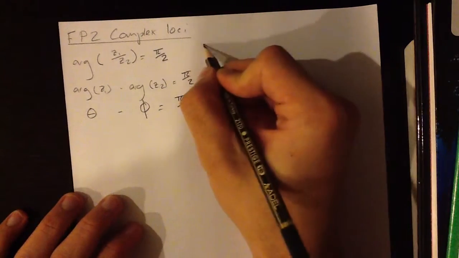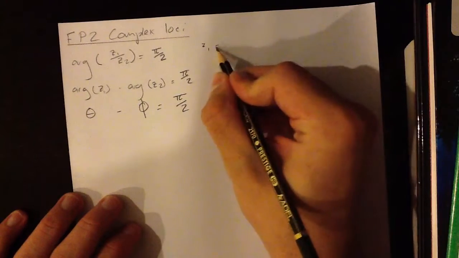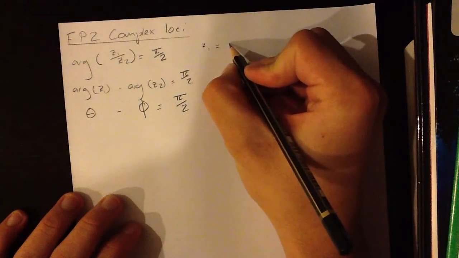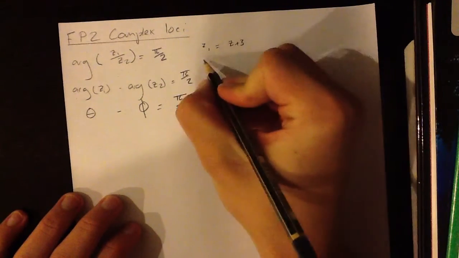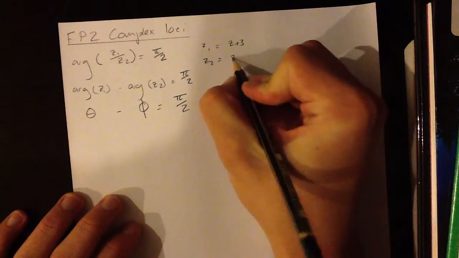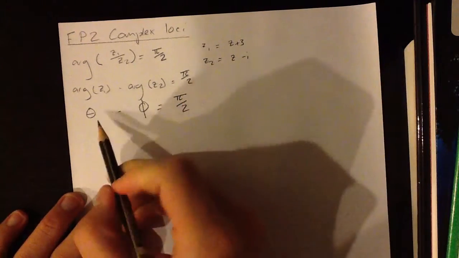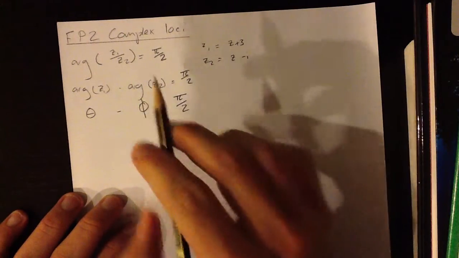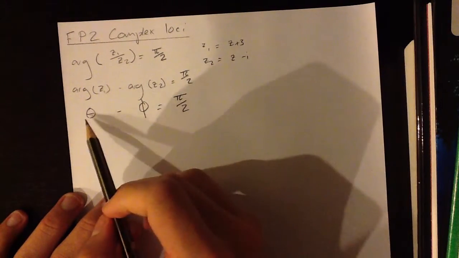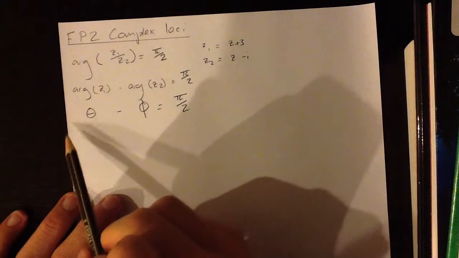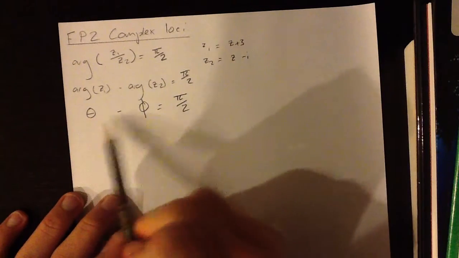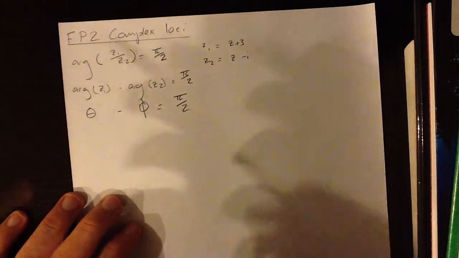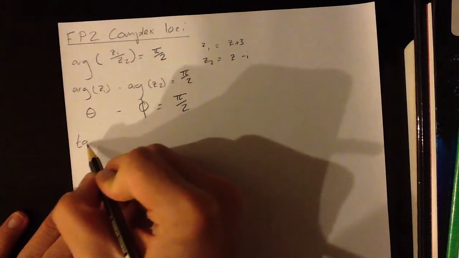Let me just define z1 and z2: z plus 3, z minus i. We're going to say theta minus phi is equal to pi over 2. The whole idea of this method is to use tan in order to express this in terms of x and y, and I'll show you how to do that now. You take tan of both sides.